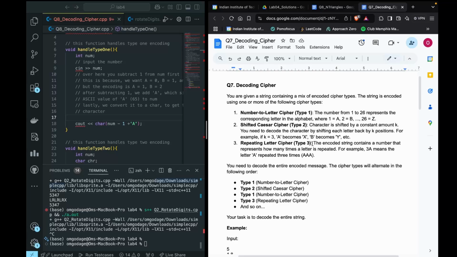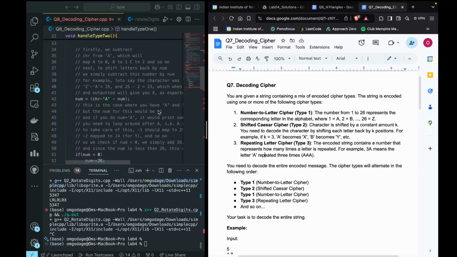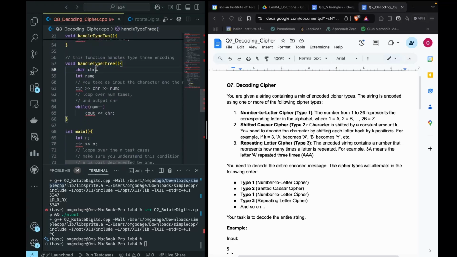Now before going to type 2, let's understand type 3. In type 3 you'll have 2 inputs. One is a digit and one is a letter, and you just have to repeat that letter that number of times. So the handle 3 function has a character and a number, and you take both of them as inputs, and then this is just a fancy way to write a for loop, as I explained before in the video. So you loop over n times and you print that particular character. This is the same as writing repeat num.